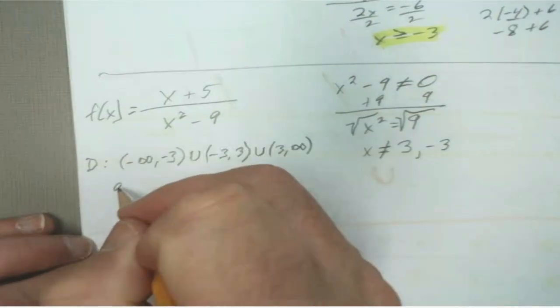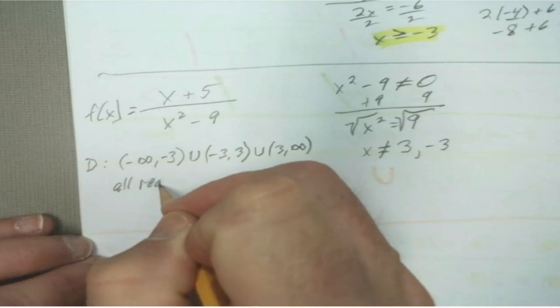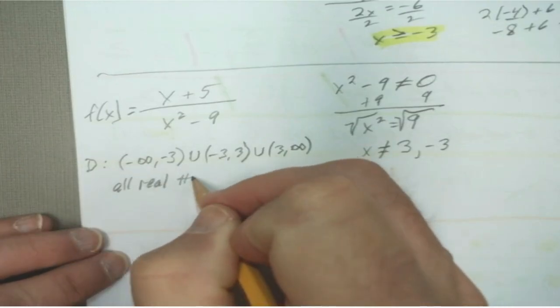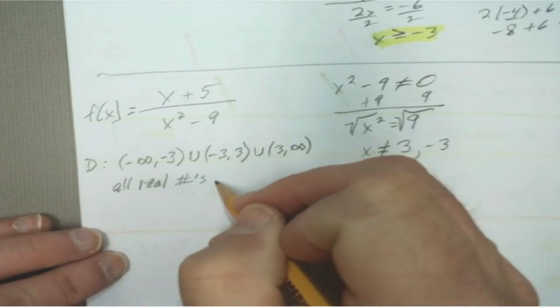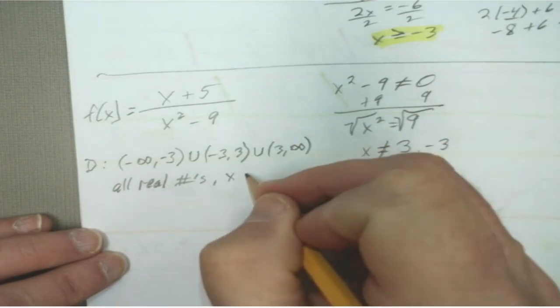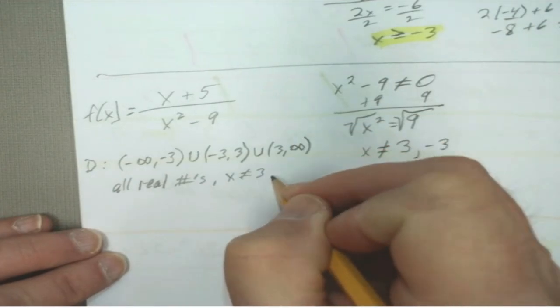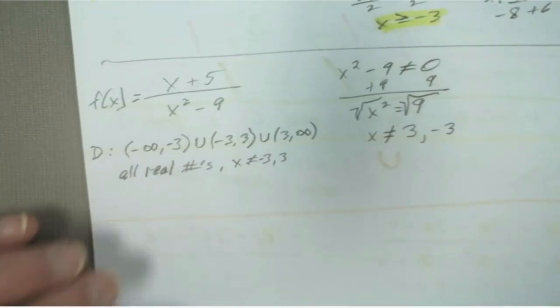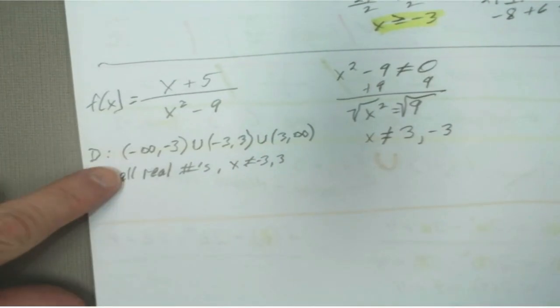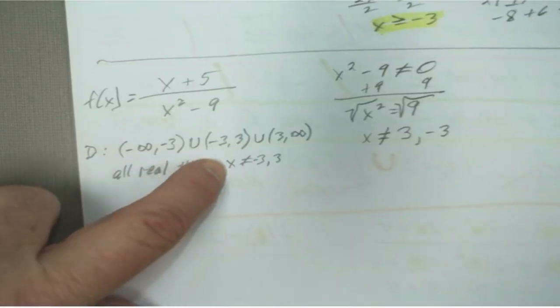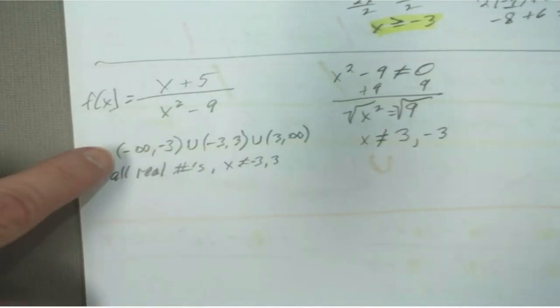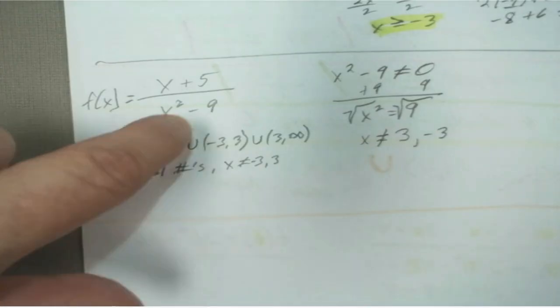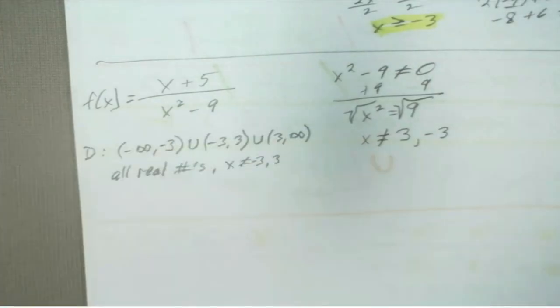Or you could say, if you wanted to, all real numbers except x cannot be -3 or 3. You can say either one of those. All real numbers except x cannot be -3 or 3, or from negative infinity to -3, -3 to 3, and 3 to infinity.